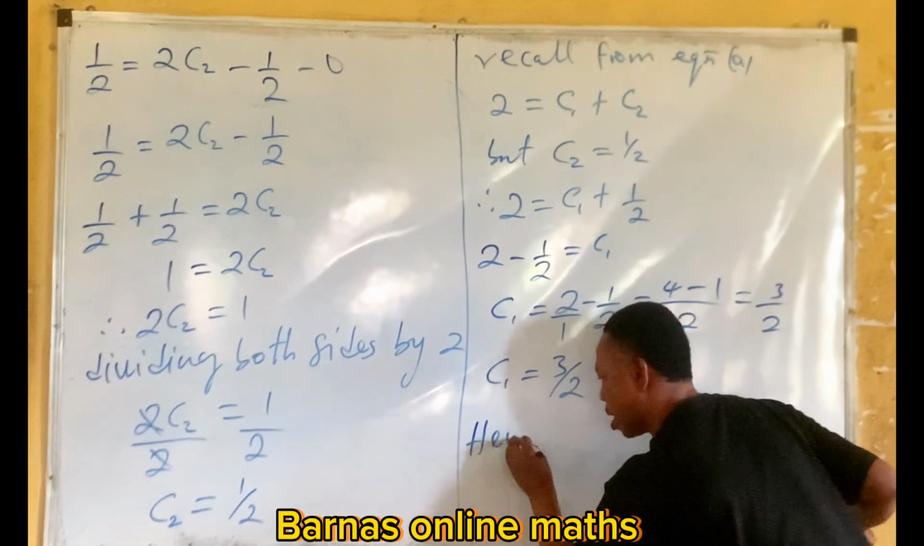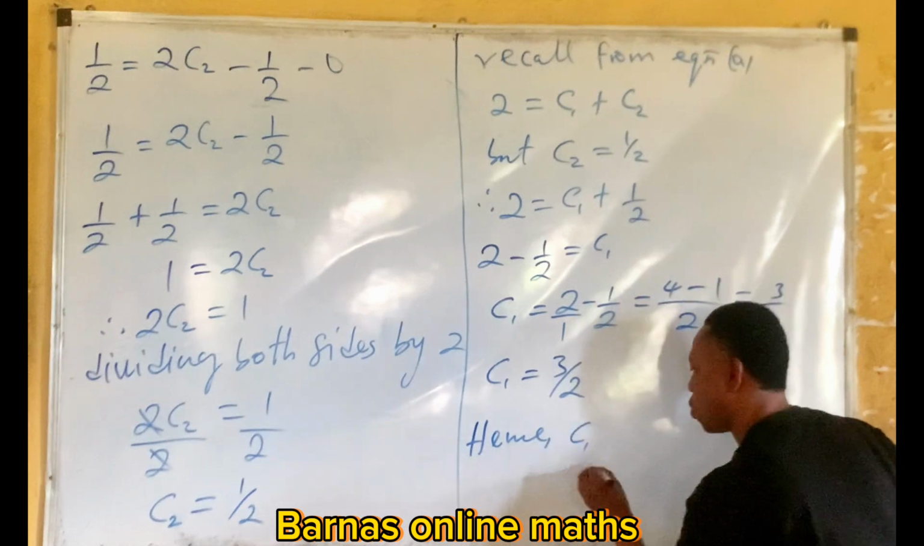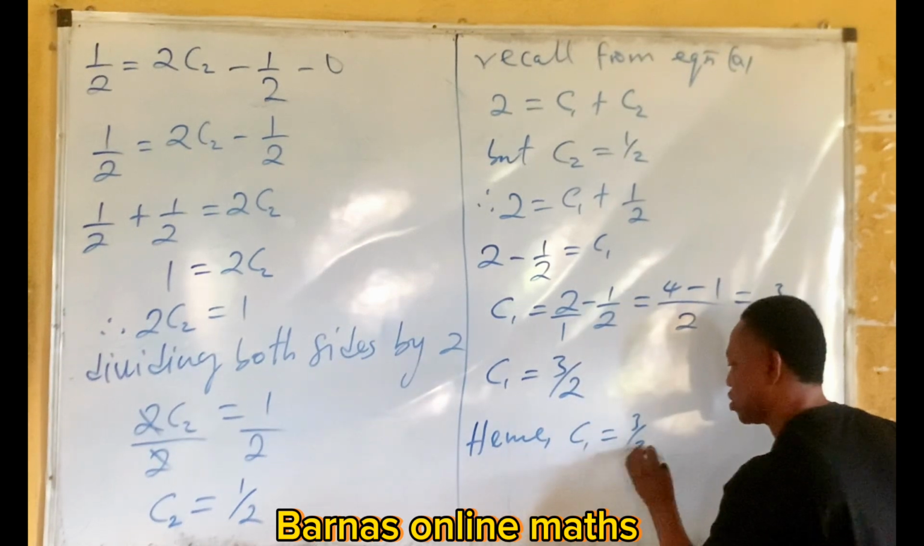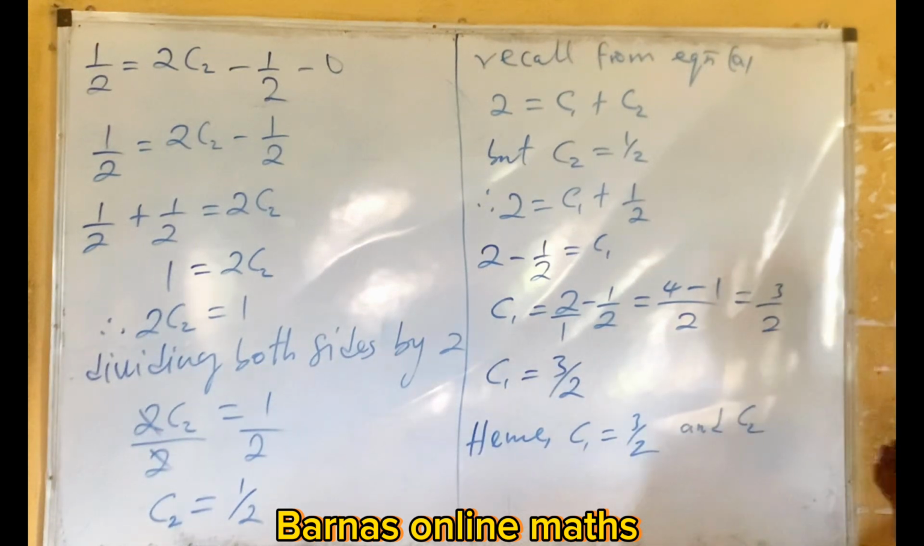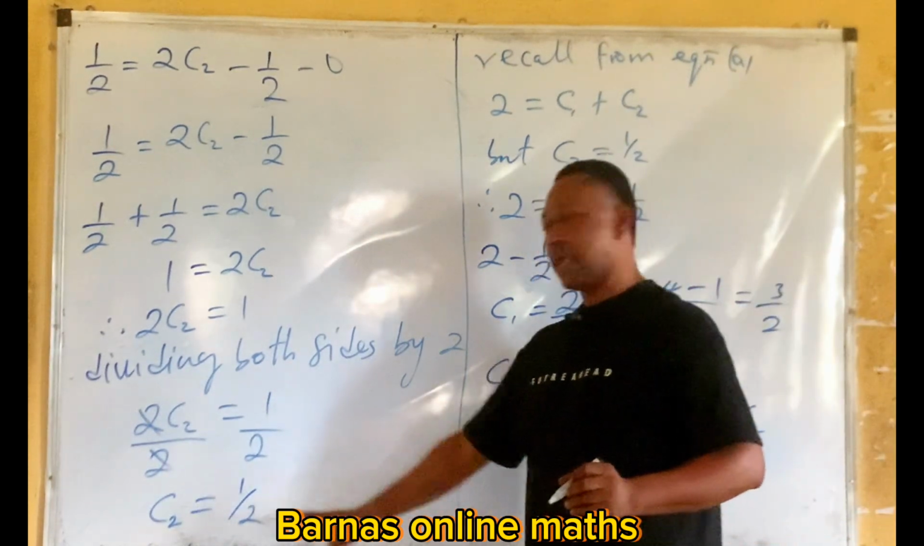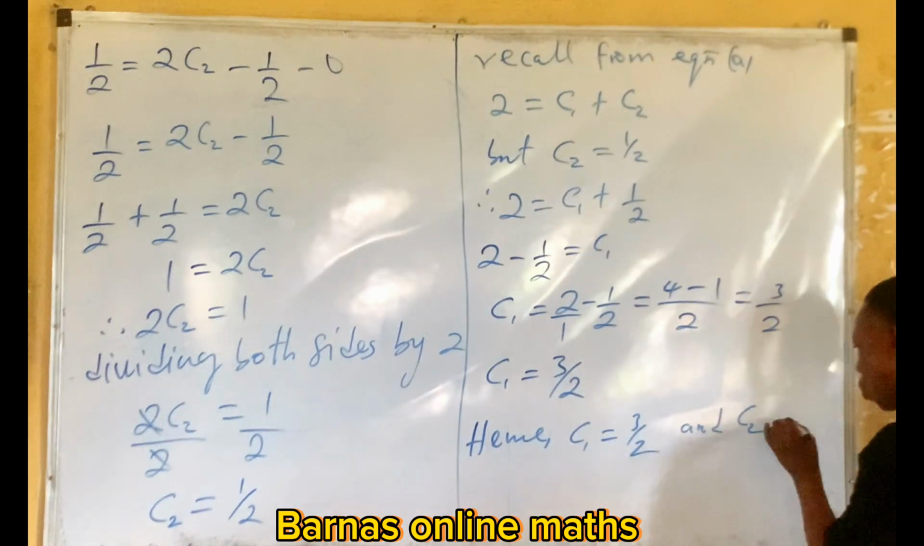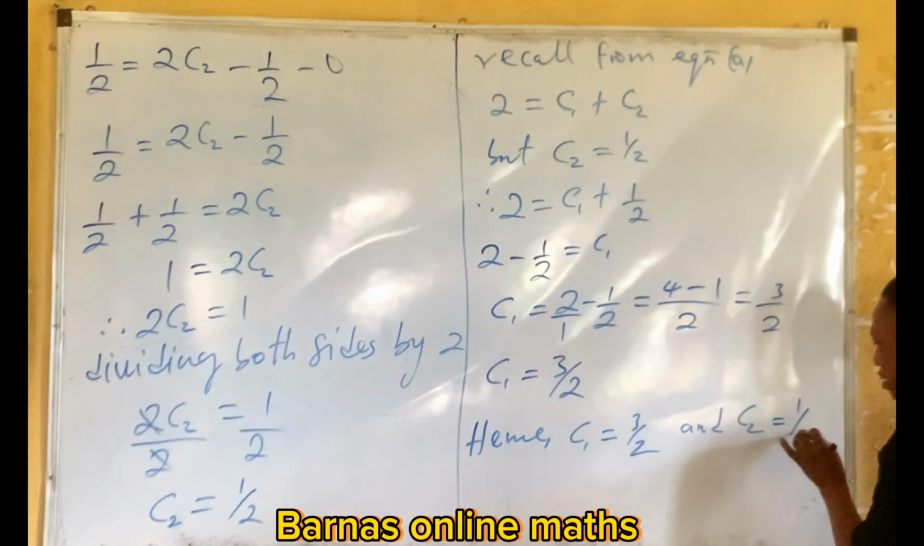Hence C1 equals to 3 over 2, and then our C2 is said to be equals to 1 over 2.